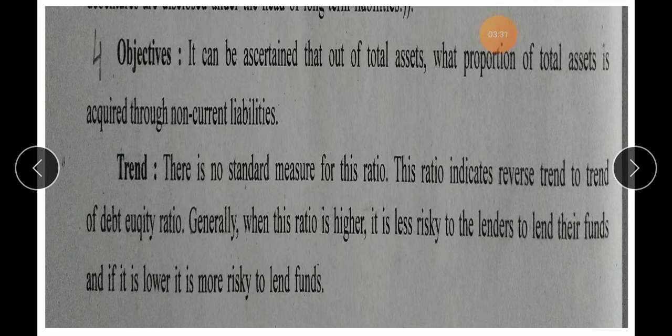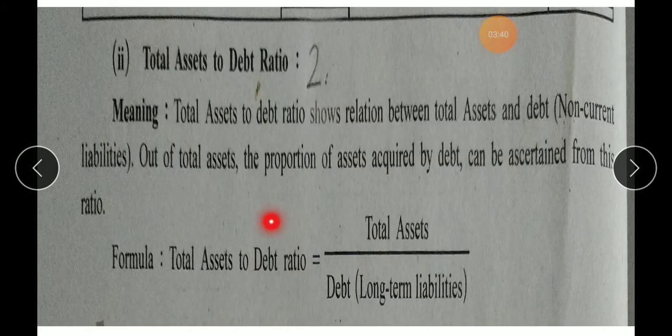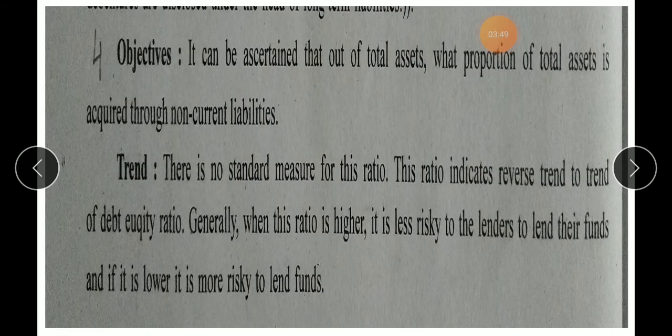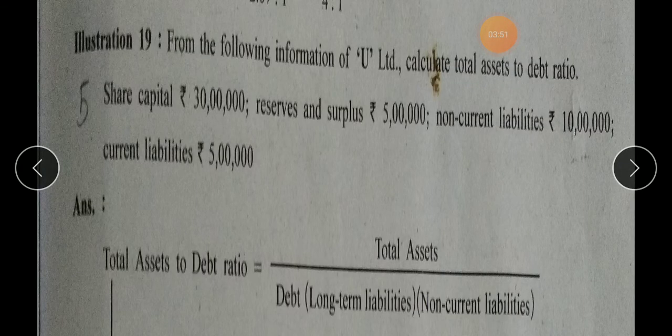So moving ahead, the objective and trend, that as usual you will read, it is a part of theory. You know the formula, total assets upon total long-term liabilities, the second solvency ratio. Quickly starting with illustration 19, given on page number 233 in your textbook.